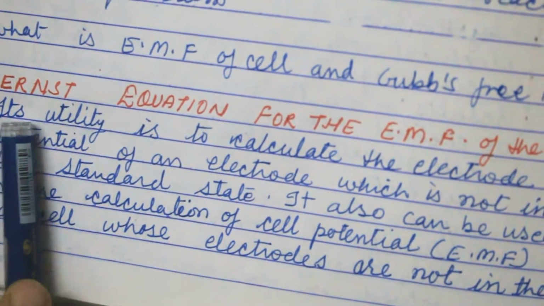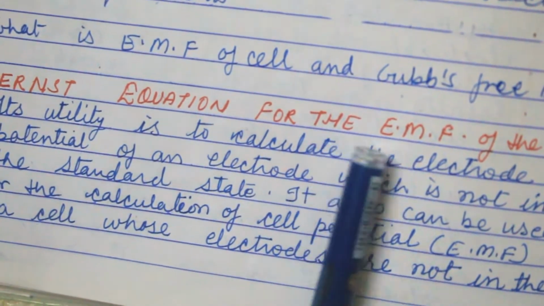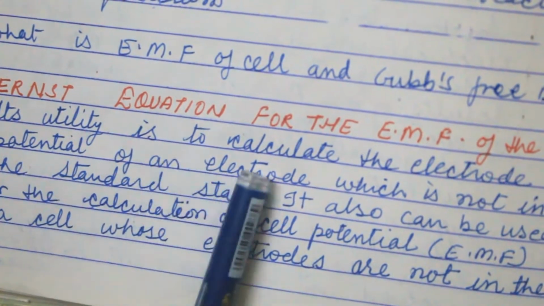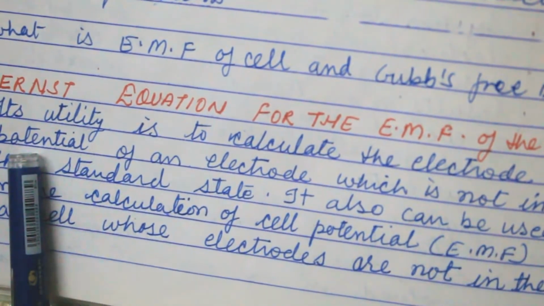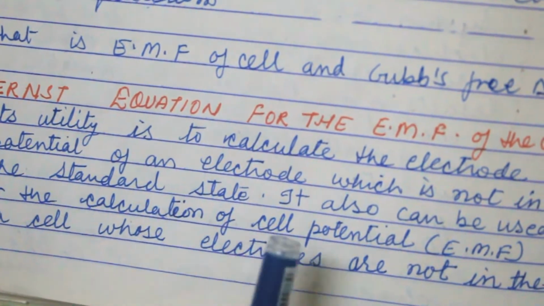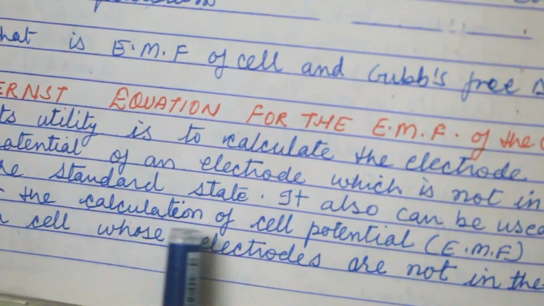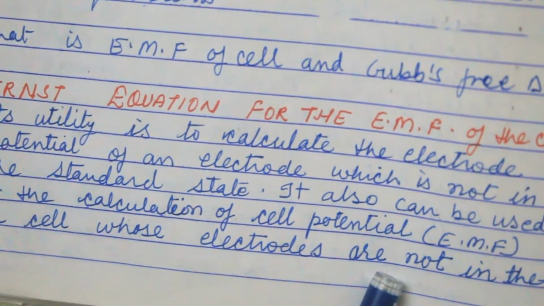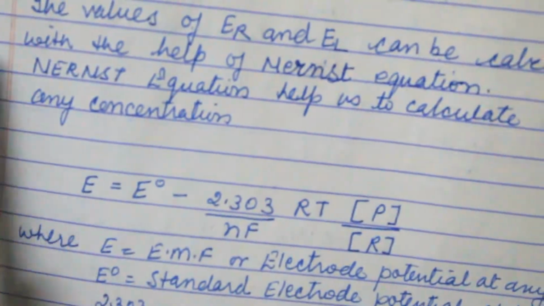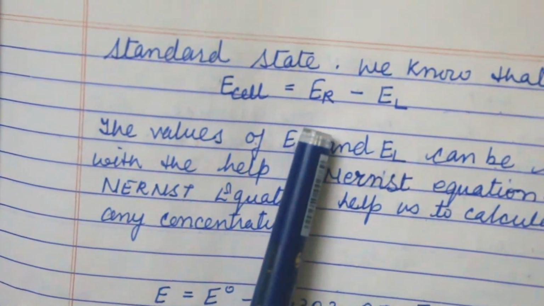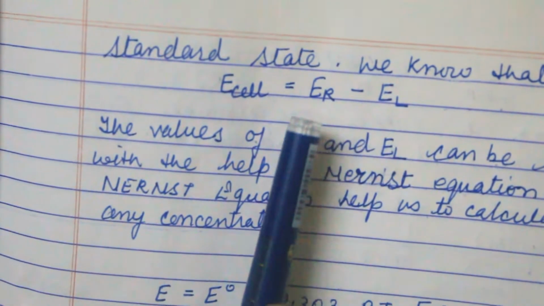Student, today my topic is the Nernst equation for the EMF of the cell. Its utility, that is its use, is to calculate the electrode potential of an electrode which is not in standard state, and second, it is also used to calculate the cell potential of a cell whose electrodes are not in the standard state.